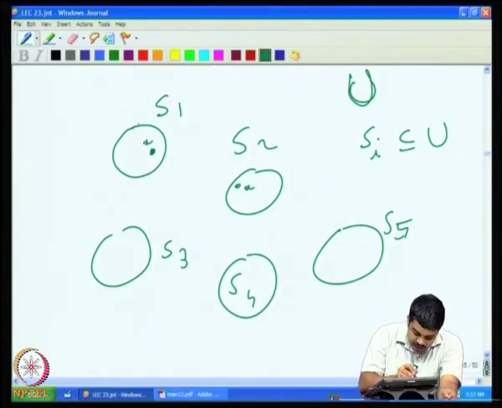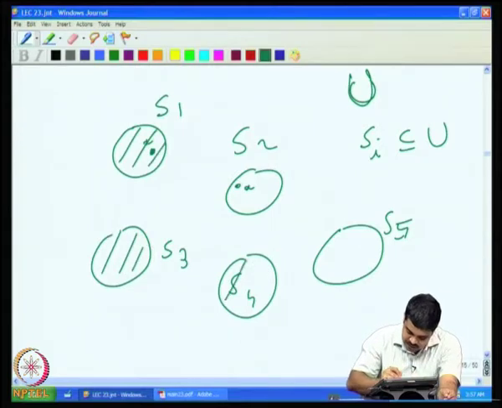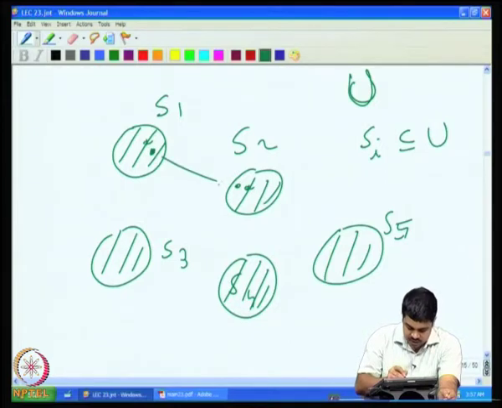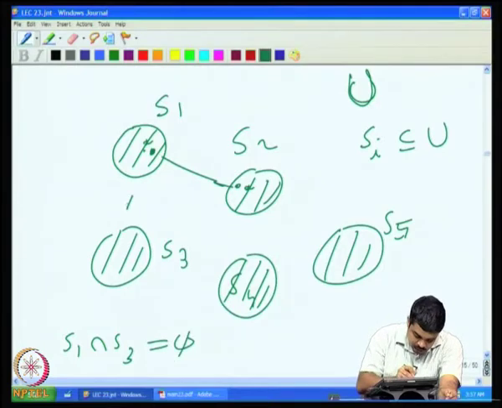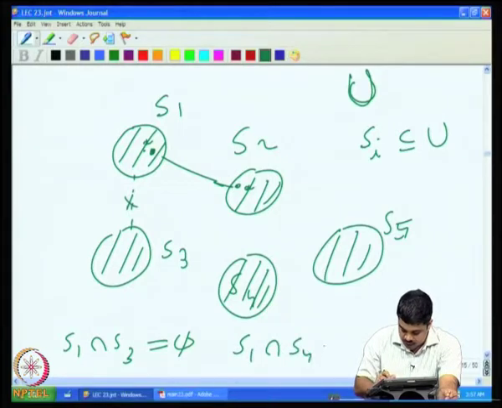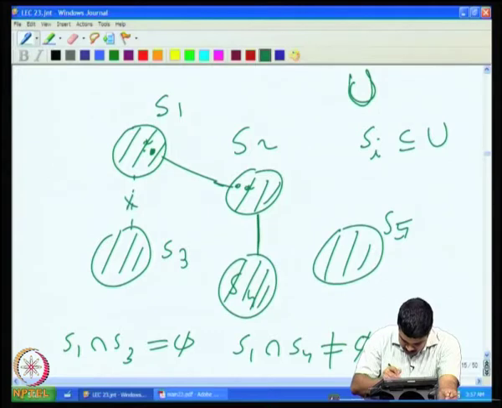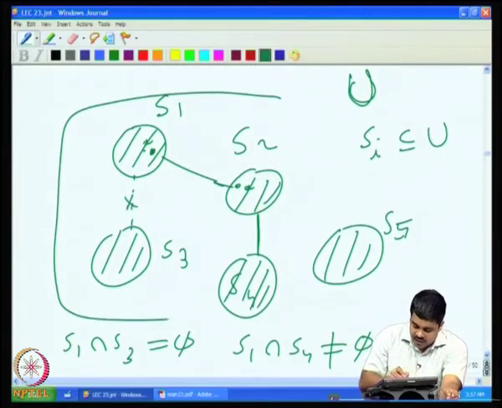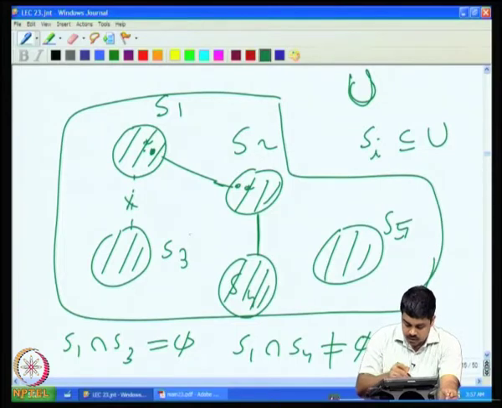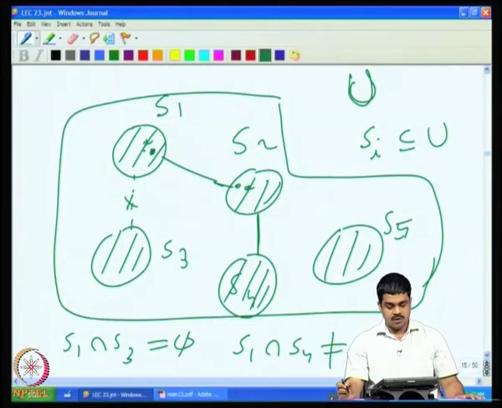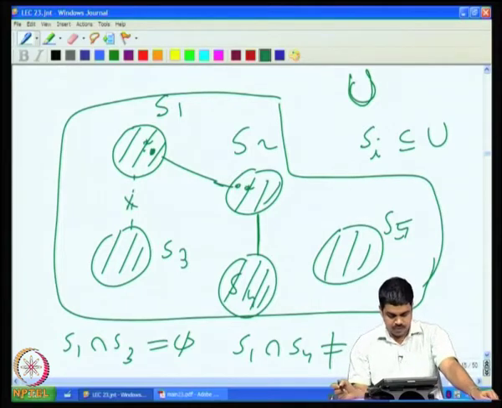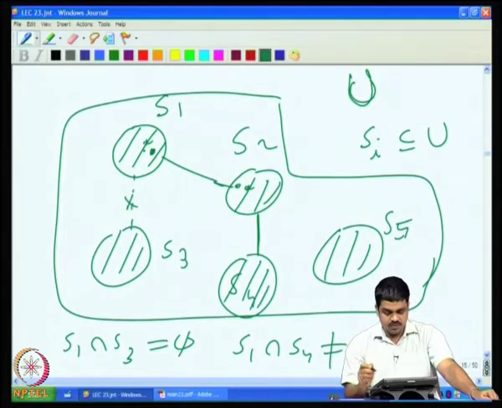In that case, I will introduce a vertex corresponding to each of the subsets, and if there is an intersection between S1 and S2, I will put an edge. If there is no intersection, if they are disjoint, then I will not put an edge. For instance, if S1 intersection S3 equals phi, then there will not be any edge here. But on the other hand, if S1 intersection S4 happens to be non-empty, then we will put an edge here, right. So, the graph resulting from such an intersection pattern is called the intersection graph of this family S1, S2, S3, etc., of subsets of U.